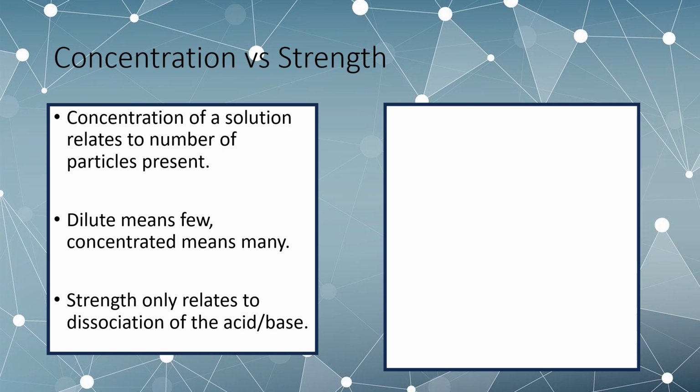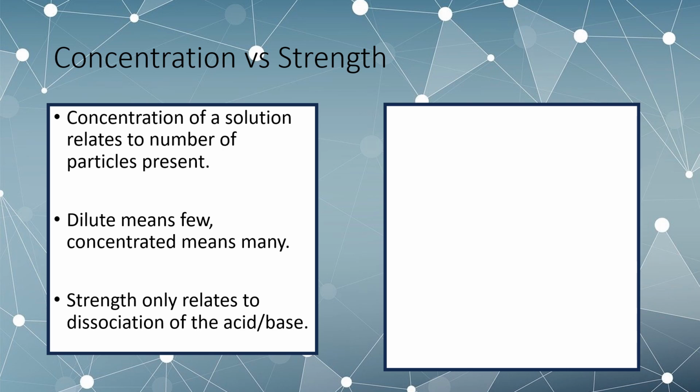It's important to remember that concentration and strength are two different terms when regarding solutions of acids and bases. Whilst the strength of an acid or base regards how much it dissociates, so how easily it breaks down into those H+ and OH- ions, concentration relates only to the number of particles present. So if something is concentrated, that means a lot of particles are present in that solution. Whereas if something is dilute, that means not many particles are present in that solution.